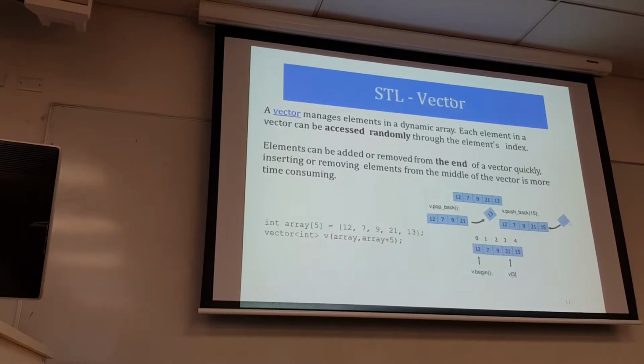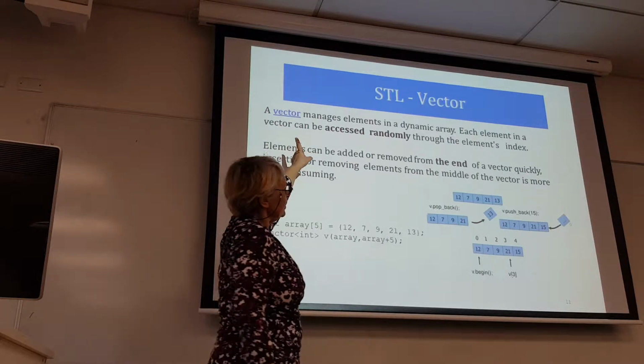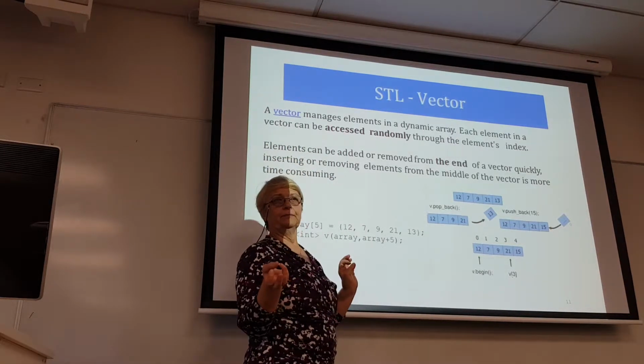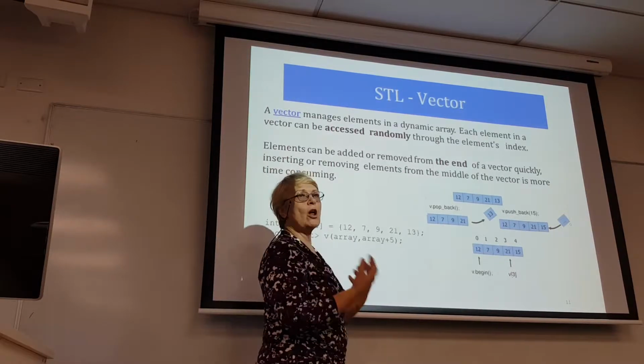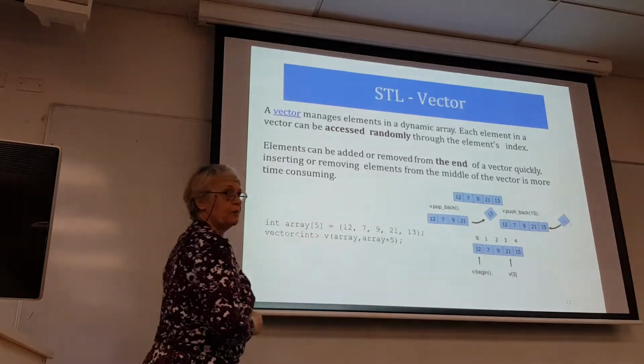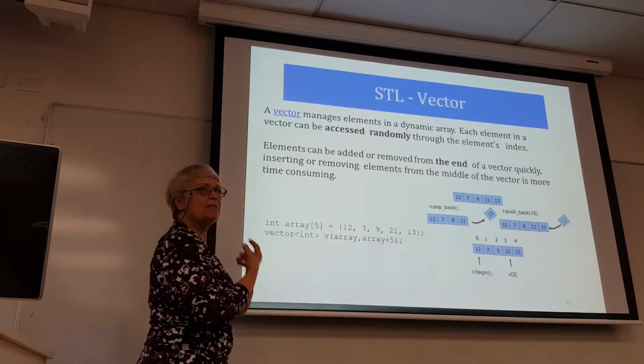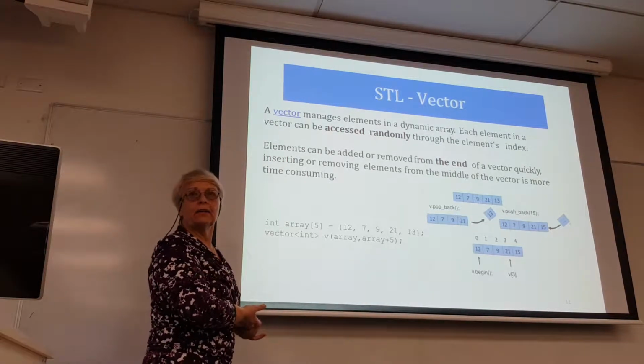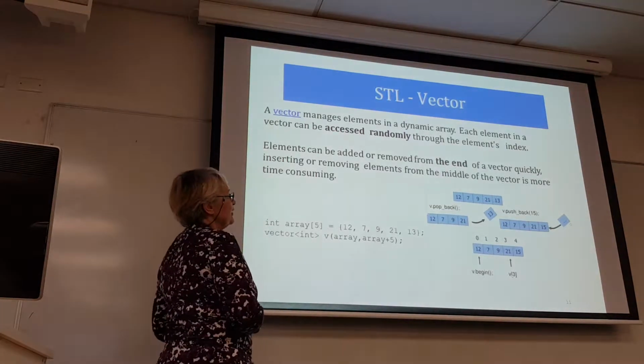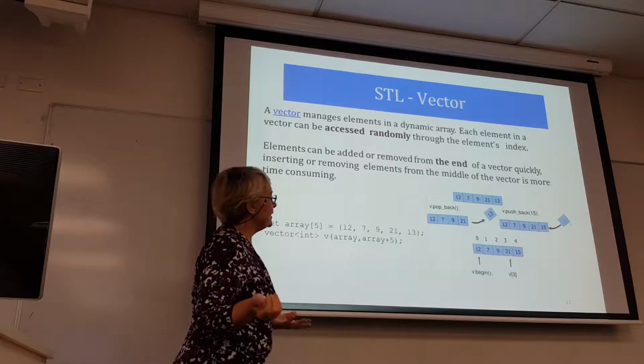So, the most versatile is the vector. It's, if you want, a very smart array, very smart. Because a vector is designed with a class and it knows a lot of information about itself. How many elements are there? It's a method in the vector class. What is its first element? What is the last element?